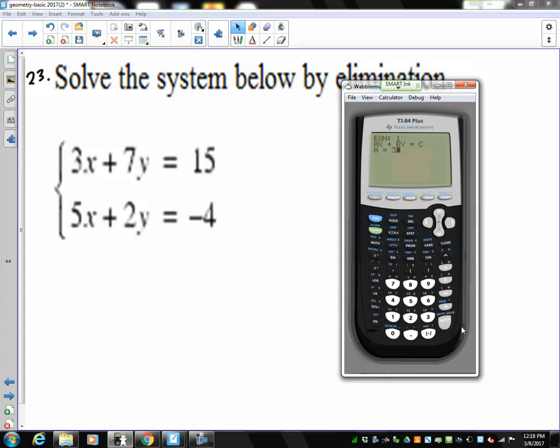So the A is 3, the B is 7, and the constant is 15. Now equation 2, the A is 5, the B is 2, and the C is -4. So there we go. I don't know why it puts the answer twice. Okay. Maybe, yeah, 2 equations, I guess so. All right, so there's my answer there. X is -2, Y is 3.